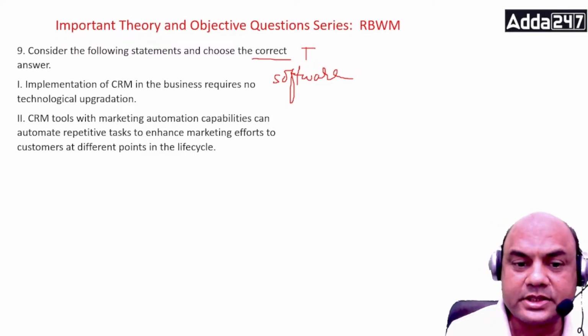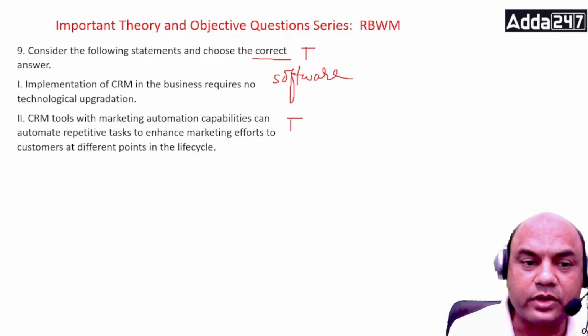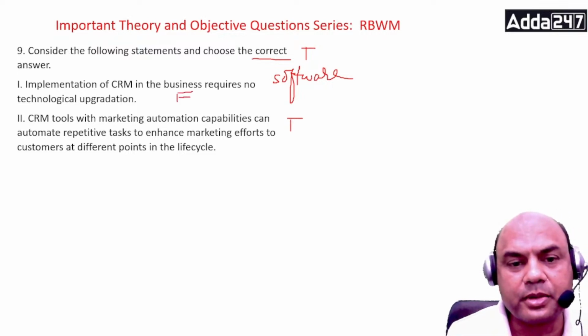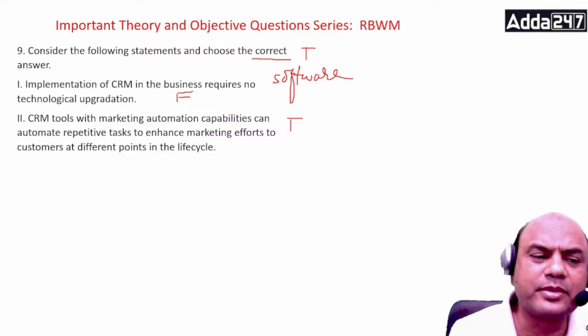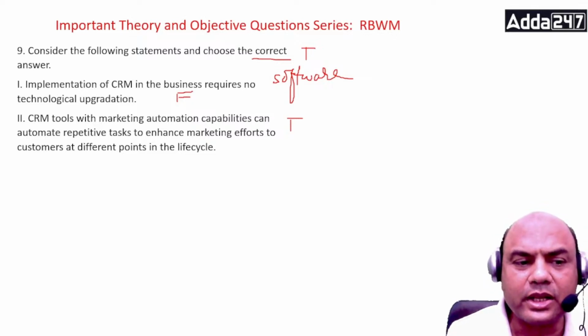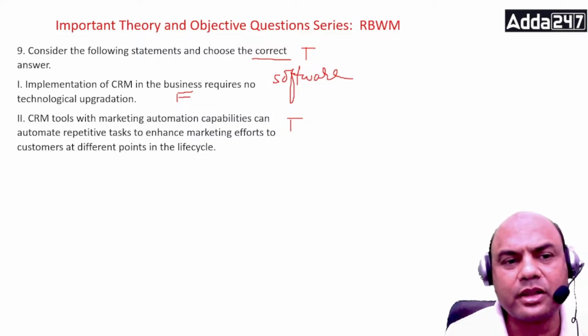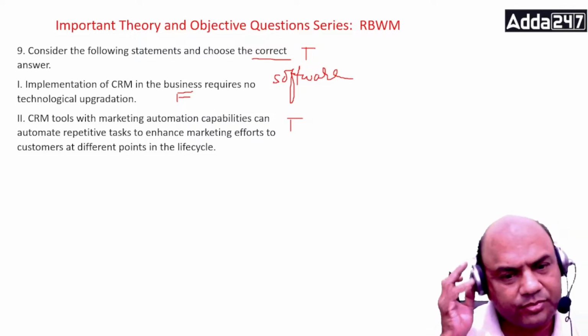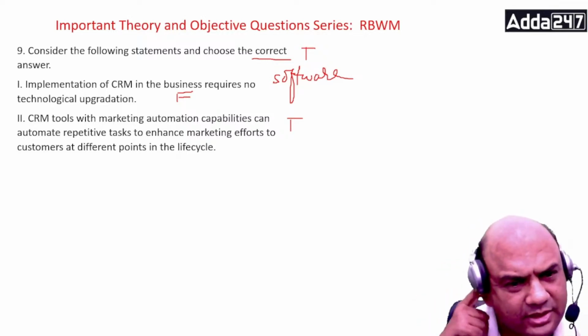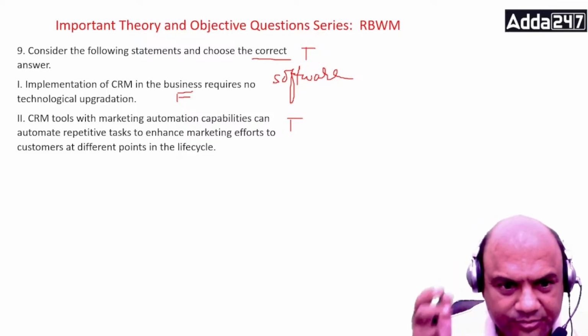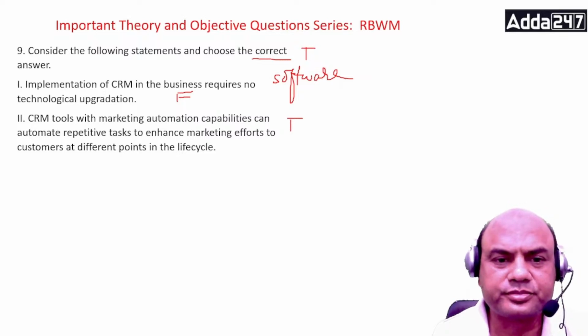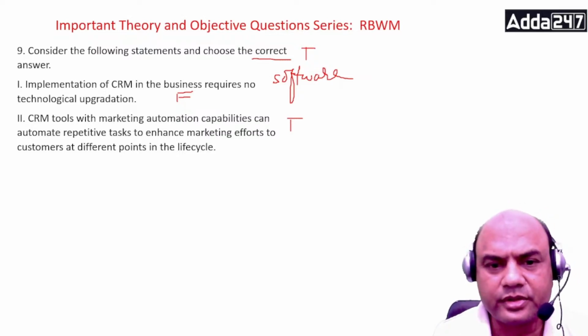The answer is that this is true. So this is false, because it will require a technological upgradation. So this is true. In the exam, they'll give you the options: A, both 1 and 2, B, only 1, C, only 2, then neither, all these things. So once you know the answer, then things are easy, isn't it? Got it? Next one.